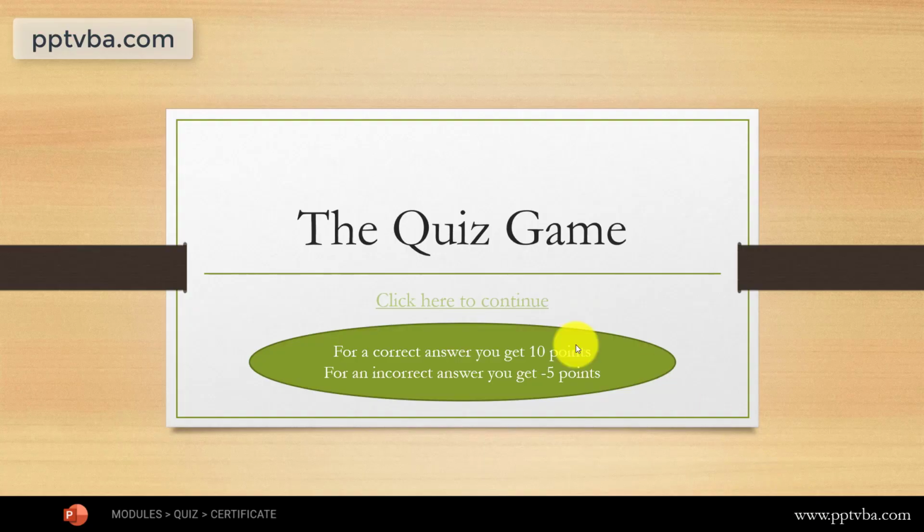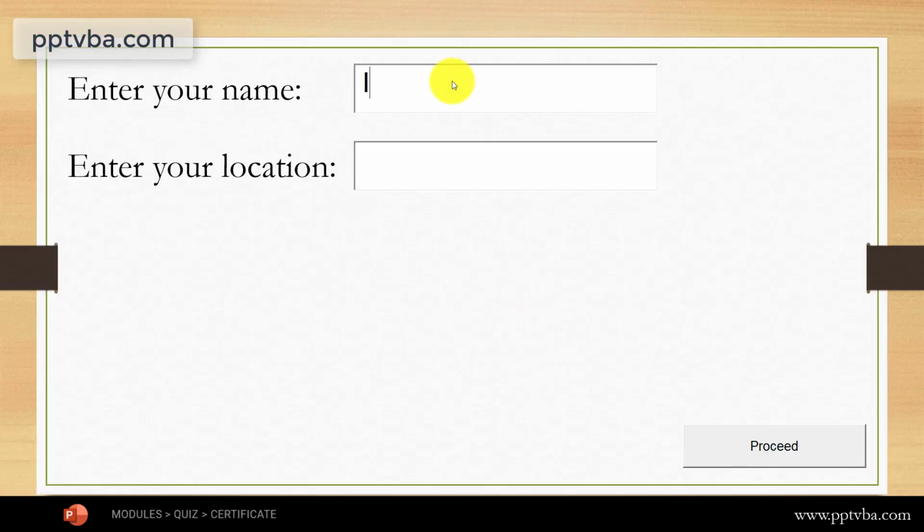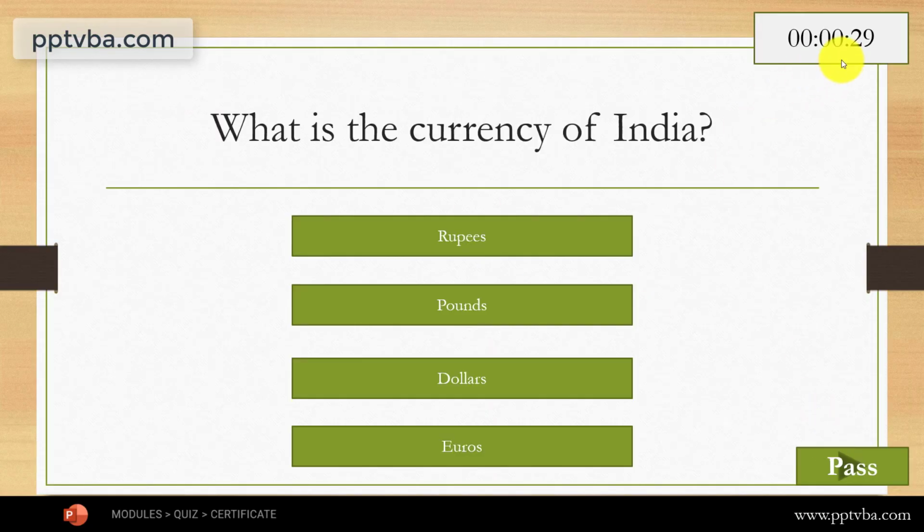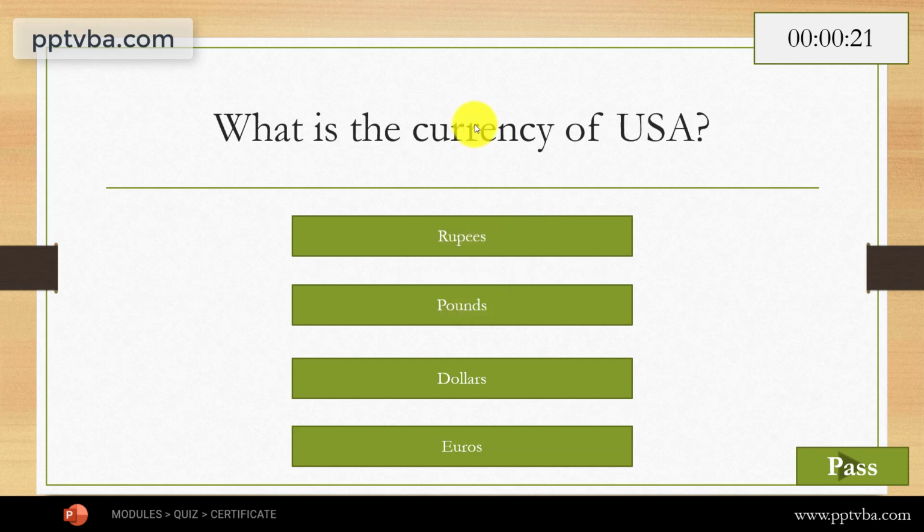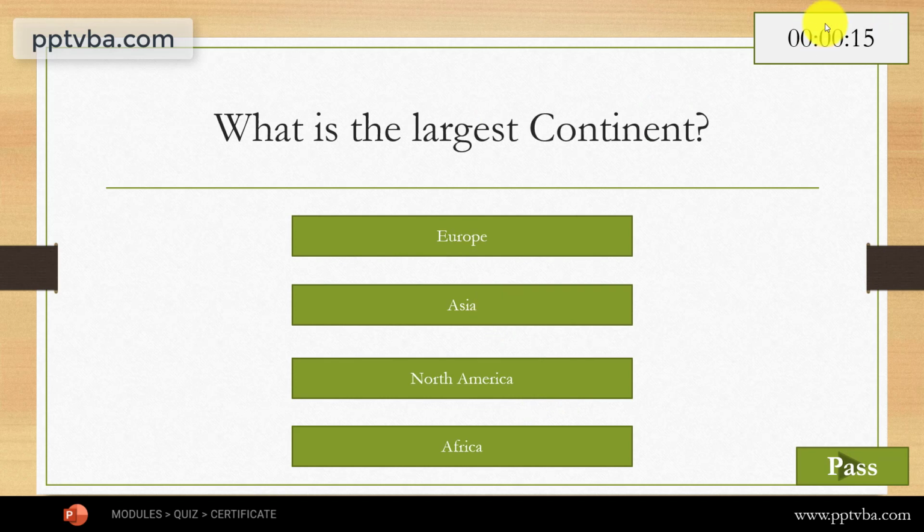Go to slideshow, click here to continue. I'll enter my name and location. So as you can see, the countdown is working here. So let me enter an answer. What is the currency of India? Rupees. What is the currency of USA? Dollars. So let me just fast forward now and wait for the countdown to be over. Let us see if we are redirected to slide number 9 or not.